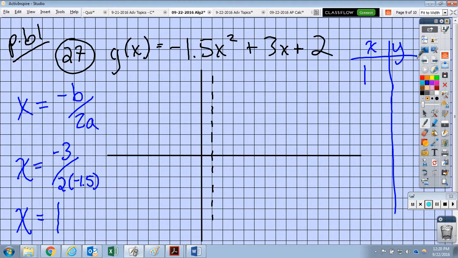So when x is 1, let's see what we get here. 1 squared. You gotta be careful too. The 1 squared, negative 1.5 plus 3 is positive 1.5, plus 2 is positive 3.5. Okay, so the vertex should be (1, 3.5).